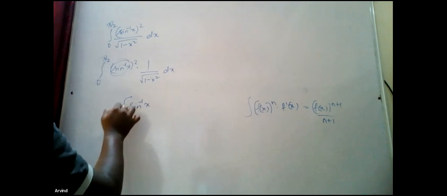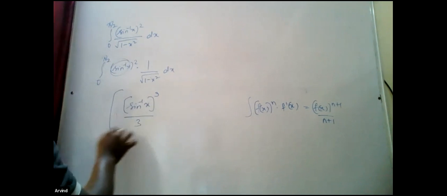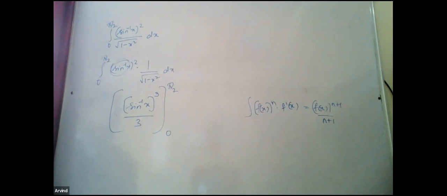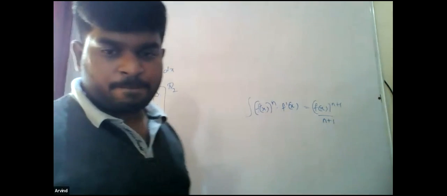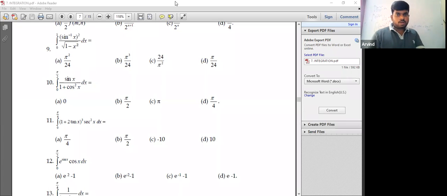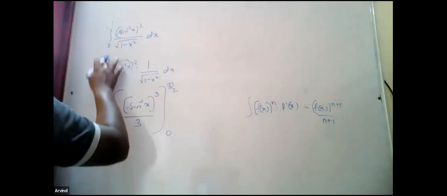So sine inverse of x to the power of 2 plus 1, that is 3, divided by 3. Now apply the upper limit and the lower limit. Pi by 2, 0. Okay. Sorry, 0 to 1 is the limit. It's not pi by 2. Yeah, it is 0 to 1.